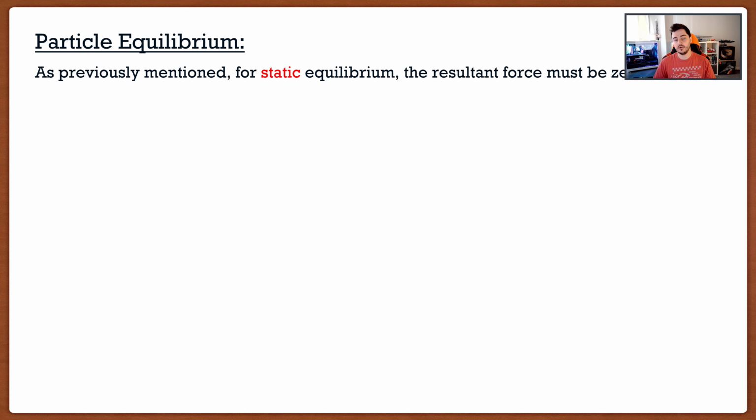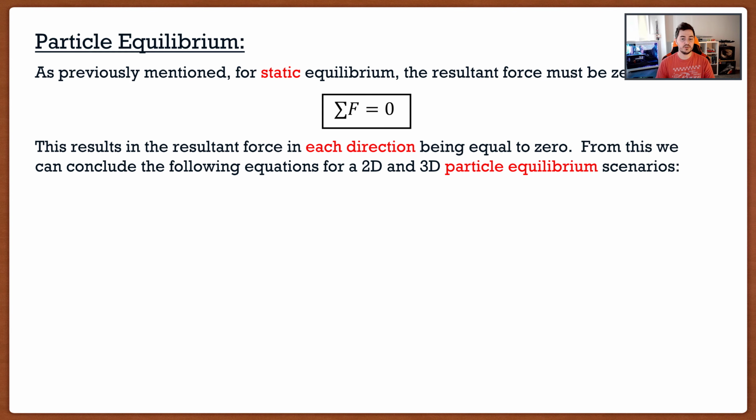So for static equilibrium, remember static, we talked about last time, means that nothing's moving. It means that the acceleration is zero. And we said for this to be achievable, the resultant force must be zero. Therefore, we get this nice equation where the sum of forces on a body must be equal to zero. Now, we can actually expand this into two-dimensional and three-dimensional cases. So for a 2D particle, if the summation of forces must be equal to zero, that must mean that all horizontal forces must be equal to zero, and all vertical forces must also be equal to zero. And the same thing for 3D, except all the forces in that third direction must also be equal to zero. So this is where the equations come from.